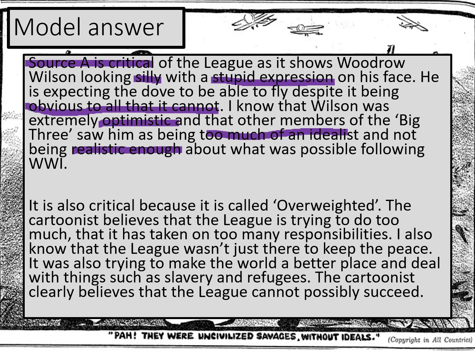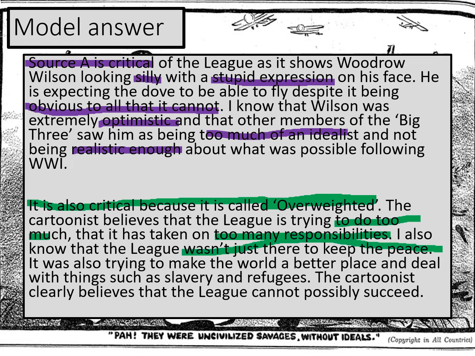Let's do that for another observation as well. It is also critical because it's called overweighted. So I've gone to the caption here. The cartoonist believes that the league is trying to do too much, and it's taken on too many responsibilities. So again, just a little bit from the cartoon, I also know the league wasn't just there to keep the peace. It was also trying to make the world a better place and deal with things such as slavery and refugees. The cartoonist clearly believes that the league cannot possibly succeed.